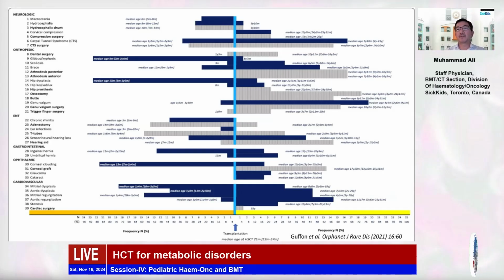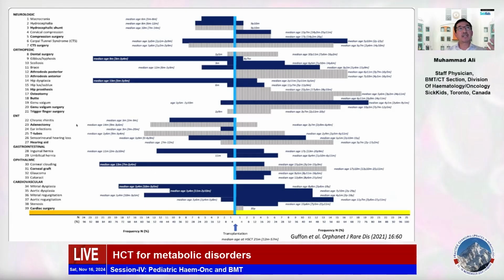This is a report from the French group, where they reported the long-term outcome of 25 patients. 24 out of 25 patients survived. The median age of transplant was 21 months. The range was 12 months to 57 months. And the length of the lines, the dark one and the light color, basically shows the burden of the complications or late effects related to the disease and also requiring surgery.